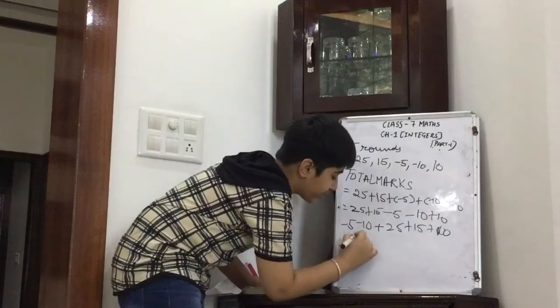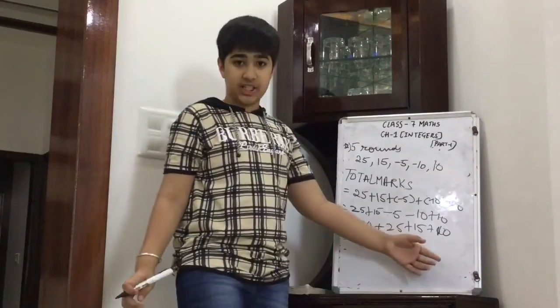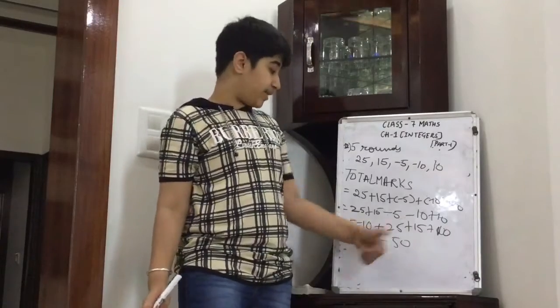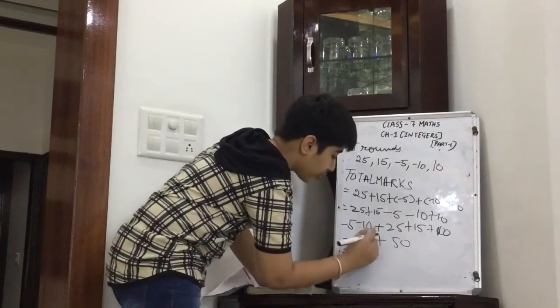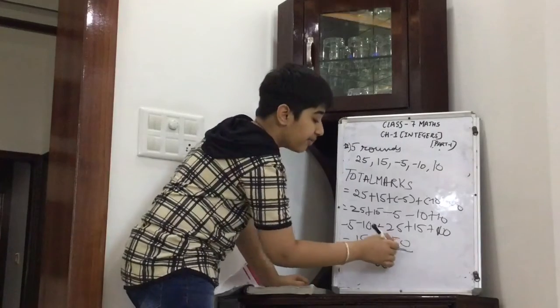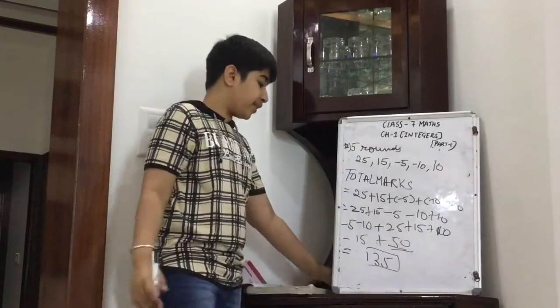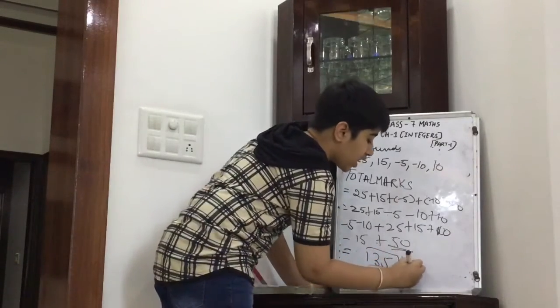So minus 5 and minus 10 is minus 15, plus 50. Why? Because 25 and 15 gives us 40, plus 10 is 50. The answer comes out to be 35, and plus 50 is the bigger digit, so plus is with its sign. So the answer is 35. You can write here 35 marks.